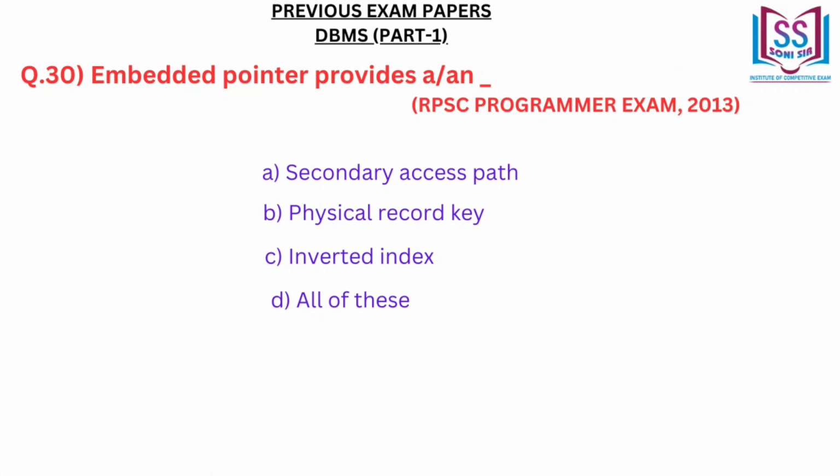Embedded pointer provides a secondary access path. A. Secondary access path. B. Physical record key. C. Inverted index. D. All of these.